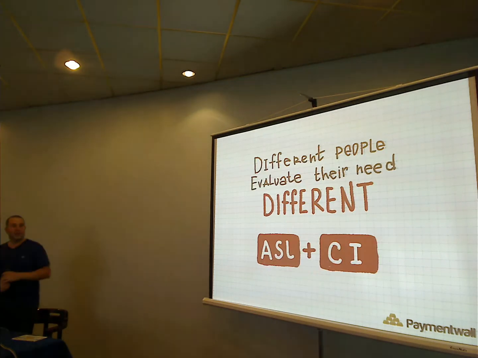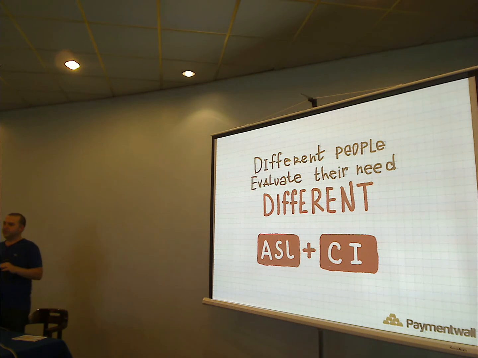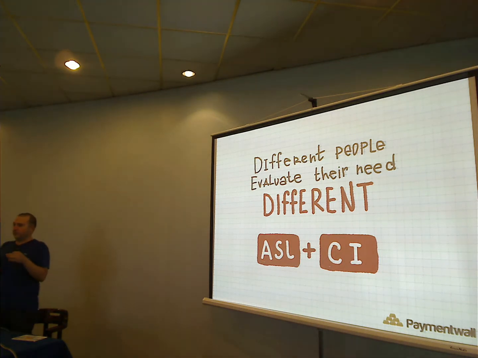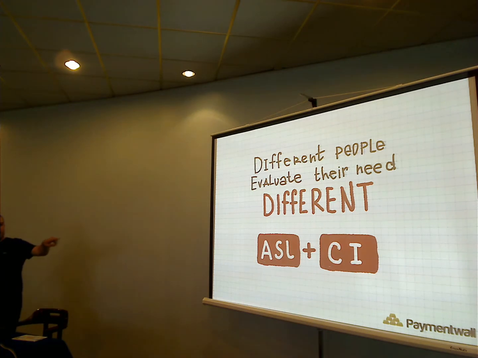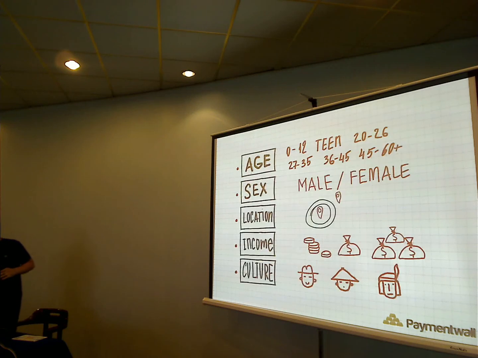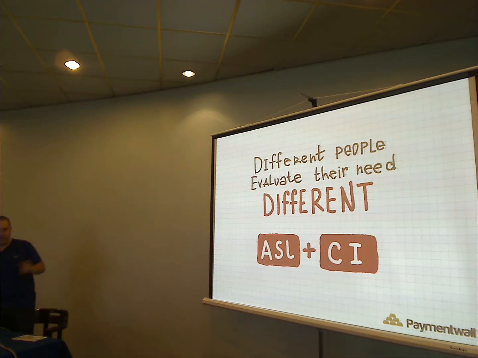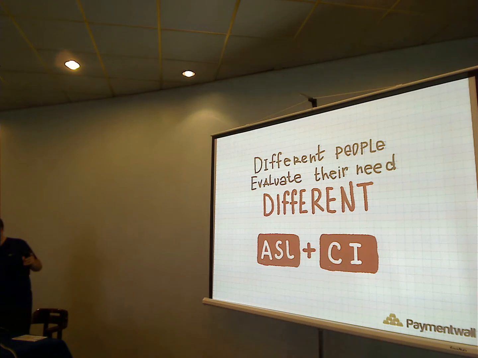Okay, let's move on. So different people, it's not just female versus male. Different people actually evaluate things differently. So when they see stuff, when they're in that evaluation phase, they think about things in a different way. So this is the abbreviated version that I came up with for the theory. So it's ASL, age, sex, location. Then it's culture and income. Age, sex, location, culture, and income.